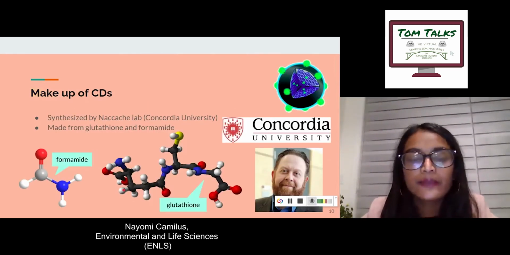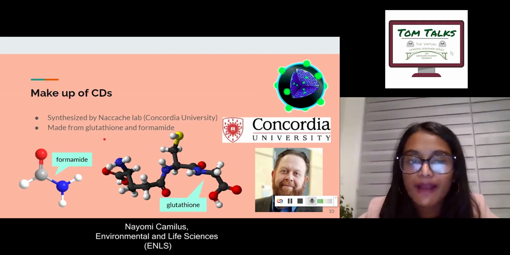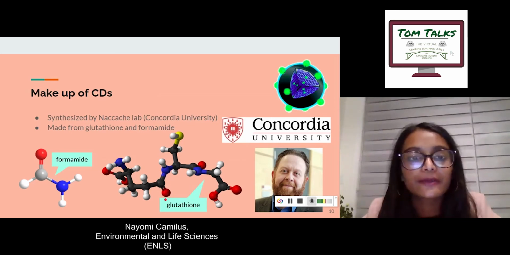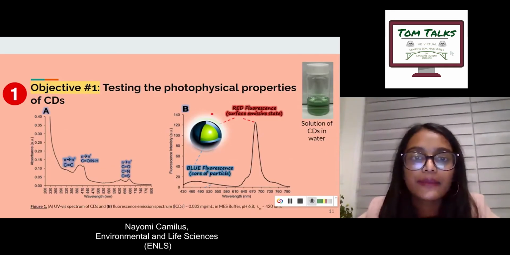So now a little bit more about the carbon dots, just the makeup of the carbon dots. These carbon dots were actually synthesized by the Nakashi lab from Concordia University. They're made from glutathione and formamide. So here is the formamide and glutathione. These were actually shipped to us, and we are very grateful to have these carbon dots for our research purposes.